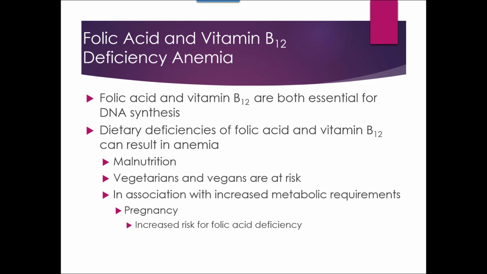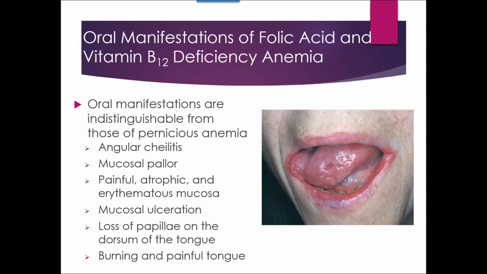So let's check out some of the oral manifestations. Again, because the issue is a lack of B12, you really can't tell the oral signs apart from pernicious anemia because it's the same issue regardless of the underlying reason why the person is not getting the B12 in. So again, you see angular cheilitis, the pallor, ulceration, and so forth.